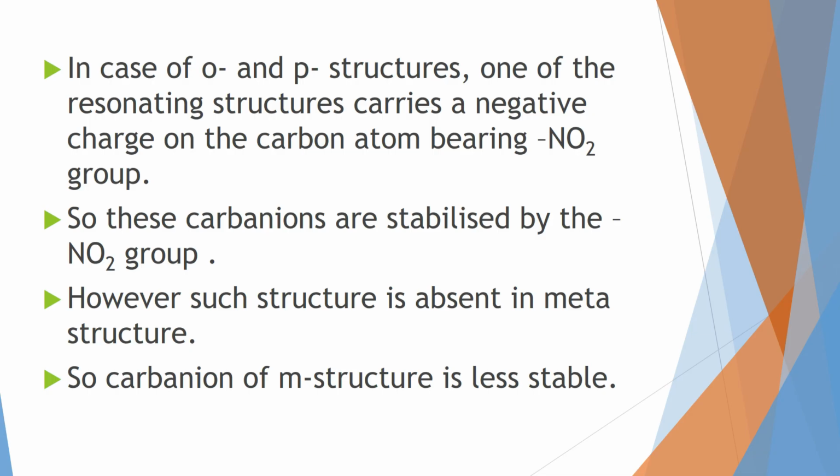In case of ortho and para structures, one of the resonating structures carries a negative charge on the carbon atom bearing the NO2 group. So, these carbanions are stabilized by the NO2 group. However, in case of the meta position, there is no such stabilization. So, the carbanion of the meta structure is less stable.